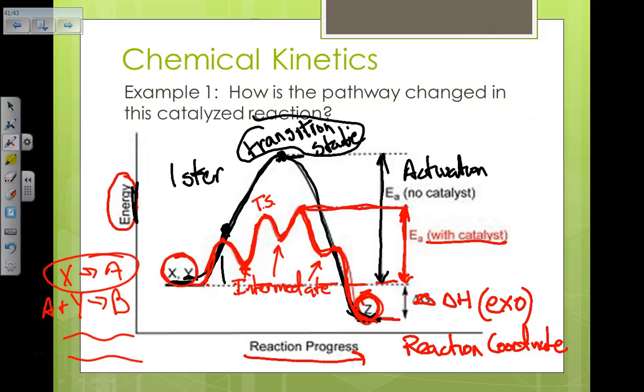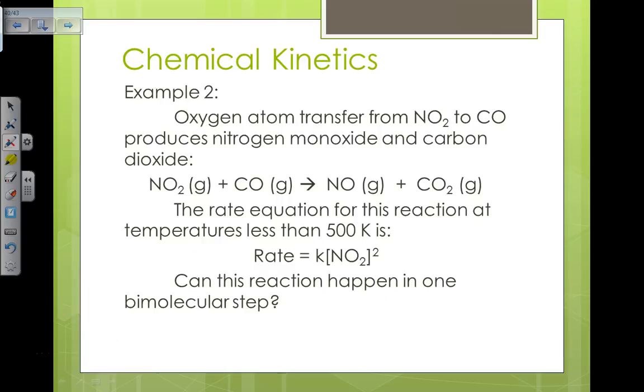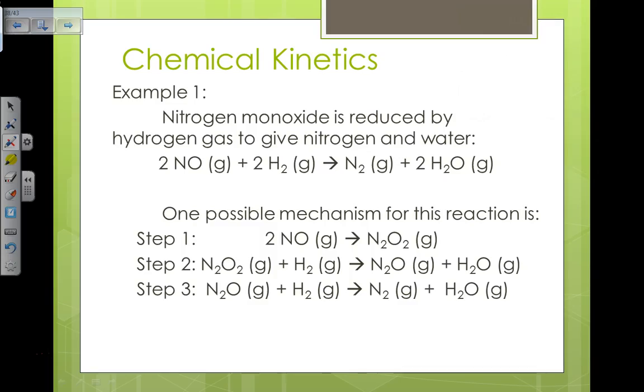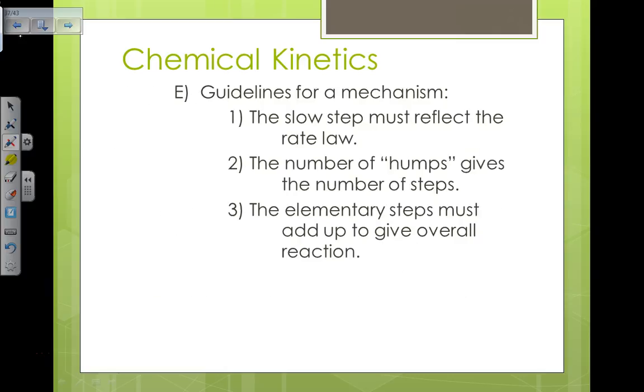And each one of these steps shows that there is an intermediate. That's what this graph is showing. We'll call it a reaction coordinate, just to make sure that we have that. And those reaction coordinates are really kind of neat. But let's go back to where we were and talk about the guidelines for writing a mechanism.